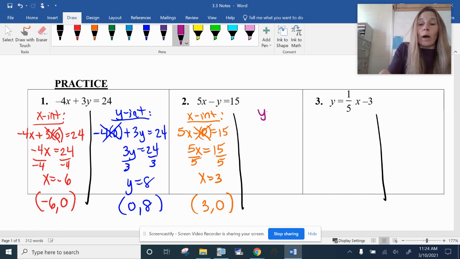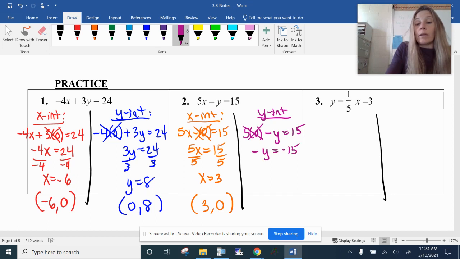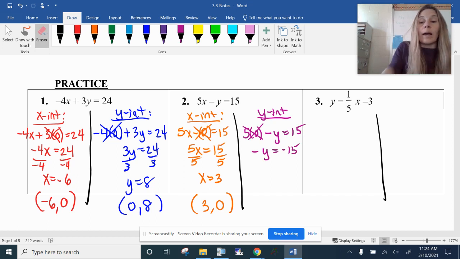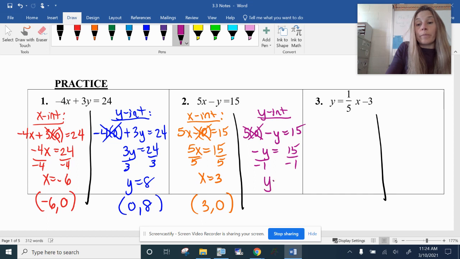Now I'm going to do my y-intercept. So this time I'm going to put my 0 in for the x. Now in this case, that part cancels, but I still have a negative in front of my y. So I'm going to have to divide by a negative 1 to get the y completely alone, which would give me negative 15. So my y-intercept is (0, -15).